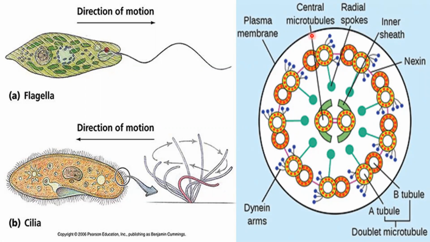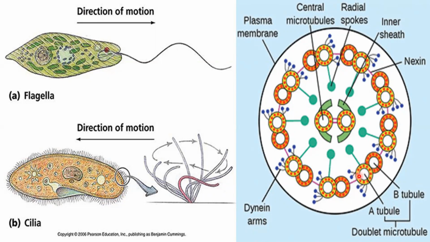Here this is the covering, plasma membrane. In the center we have central microtubules. Central microtubules and these doublets are connected by some spoke-like structures which are called radial spokes. So you can see these are radial spokes. Now these doublets are interconnected with each other by the help of nexin. And here you can see some arms coming out from these doublets. These arms are called dynein arms.